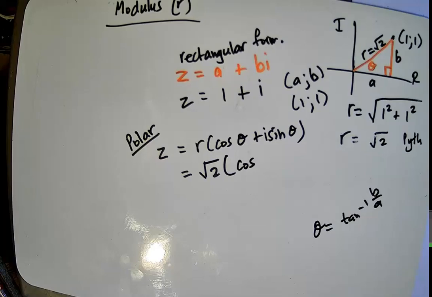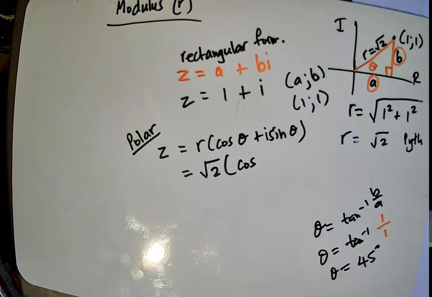Theta is equal to tan minus 1 of b over a. b is the y, so a is the horizontal, which is x, and b is the vertical, which is y. Please look at the triangle over here. So we can now substitute their values: tan minus 1 of 1 over 1, which is 45. We can then put the 45 into the equation, and so this is polar form.